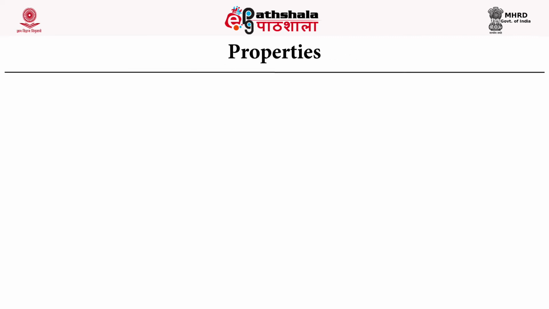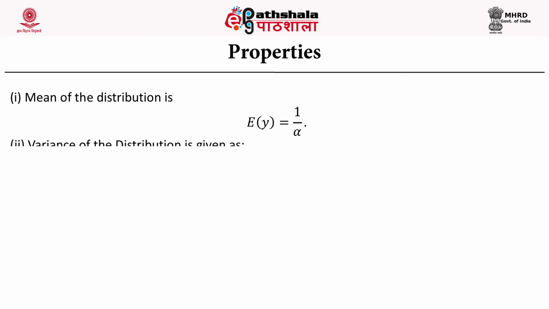The mathematical expression for the exponential distribution is as follows. Suppose y is a random variable that follows the exponential distribution with parameter alpha. The PDF of the exponential distribution is given as f of y equal to alpha into exp(minus alpha y), where y is greater than or equal to 0 and alpha is greater than 0. The CDF is given as F of y equal to 1 minus exp(minus alpha y).